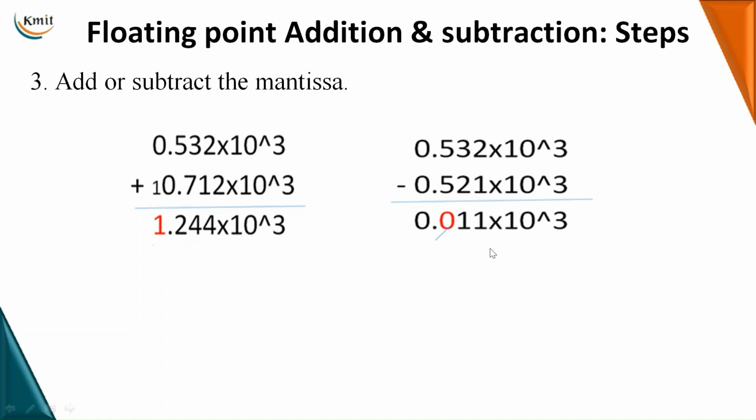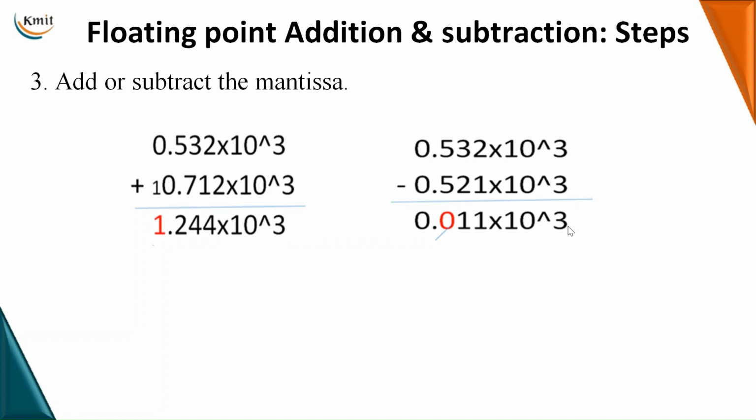In case of a subtraction operation, in the same way you perform the subtraction only on the mantissa part of your data. So it becomes 1, 3 minus 2 is 1, 5 minus 5 is 0, so it becomes 0.011 into 10 to the power of 3. So you are performing an addition operation and a subtraction operation on the mantissa part, and the resultant exponent will be 10 to the power of 3 for both cases.